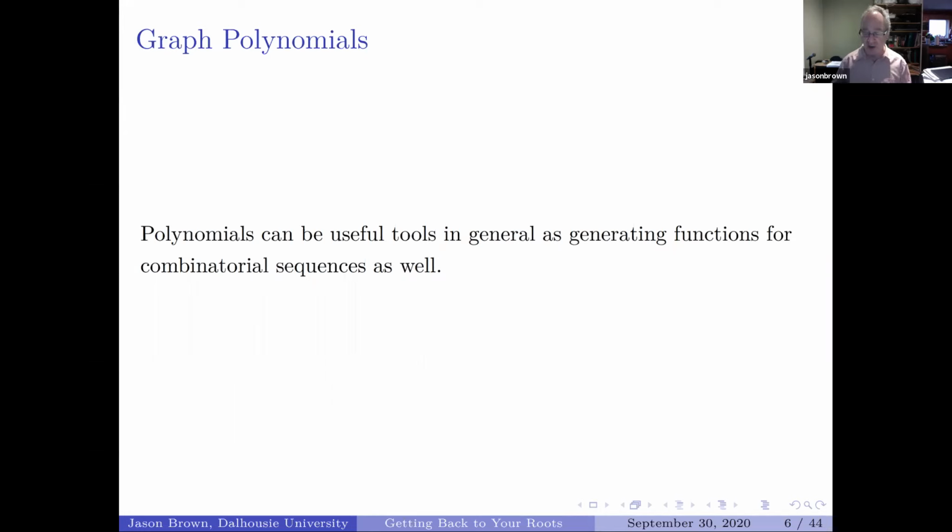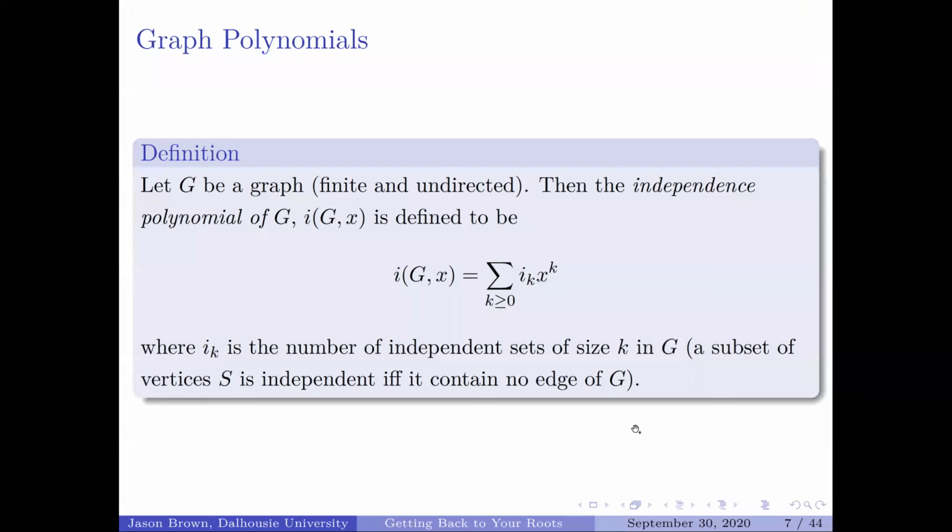But in general, you can also form polynomials abstractly when you have a combinatorial sequence and you encode the combinatorial sequence as a generating function. And what you've done is translate a combinatorial problem into a problem that you can view as either algebraic or analytic. So we're going to talk in particular about one particular generating function related to a graph. And this is the one that I'm going to focus on for my talk.